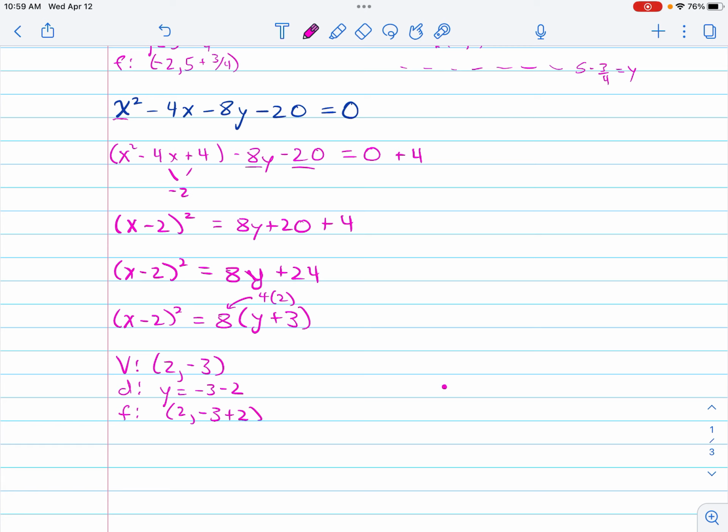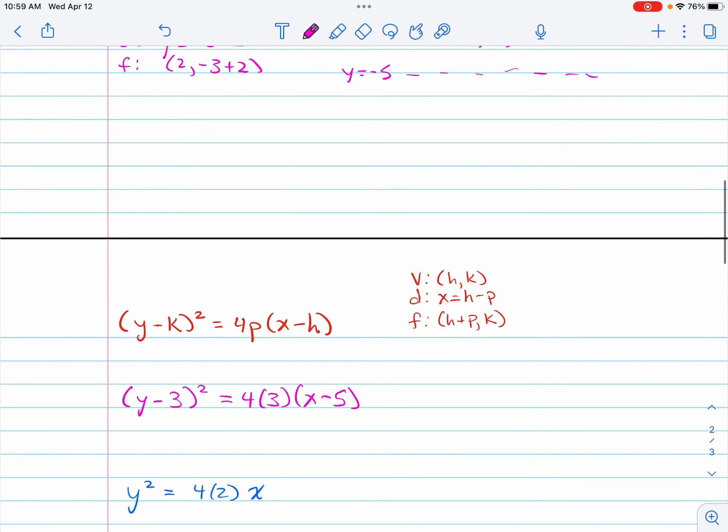Okay, so we've got 2, -3. We've got -5 down here for the directrix. And then up here, we've got 2, -1. So our parabola is something like that. So this is how we deal with parabolas opening up or down. All of these were opening up.